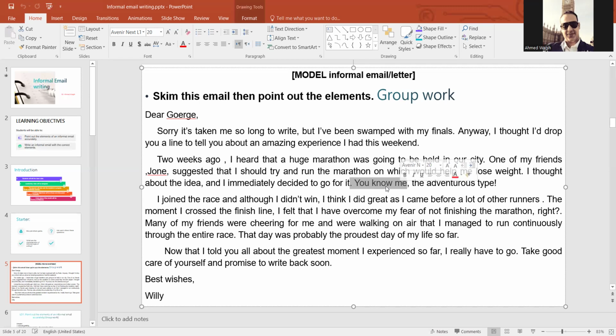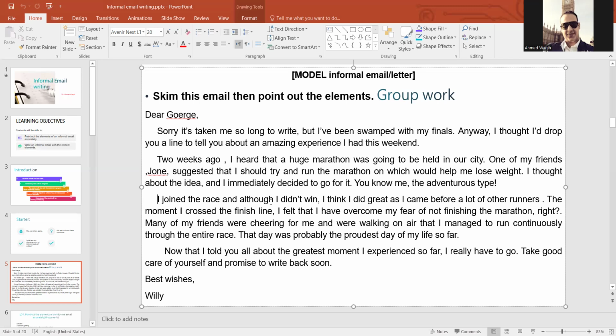This is personalization. One of the features of writing an informal email is to use personalization in your language. Like, you know me, I know that you like this thing. I know that you're a sporty type, so I booked two tickets for the match. So this is called personalization. If I find personalization in your writing, it shows that you understand the informal style well. So here he used personalization. Then he continues with another paragraph.